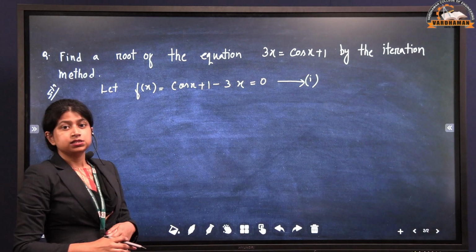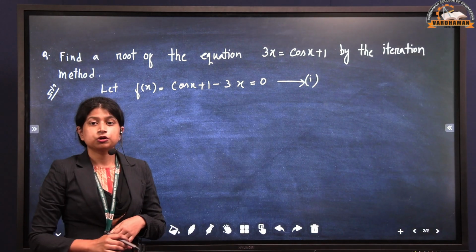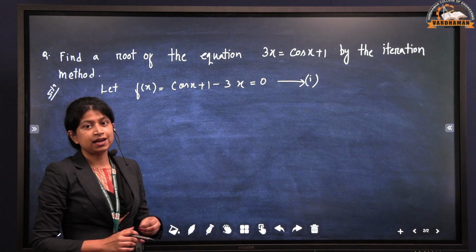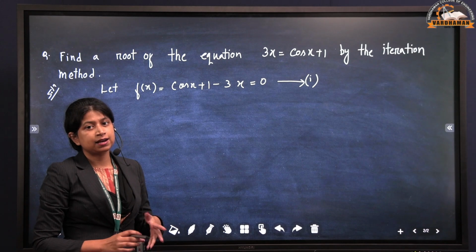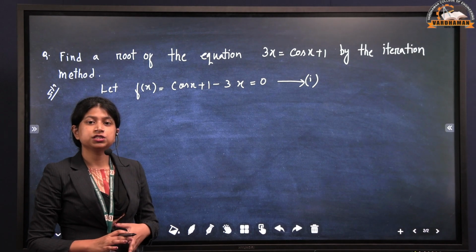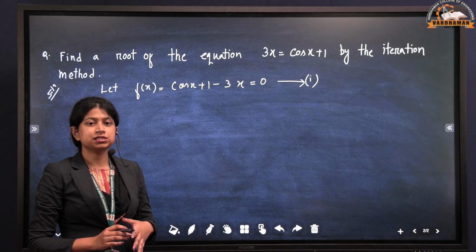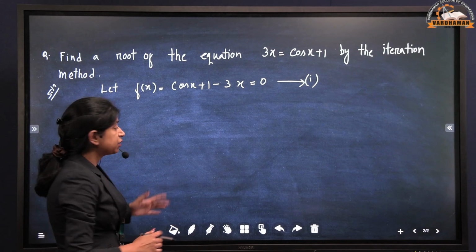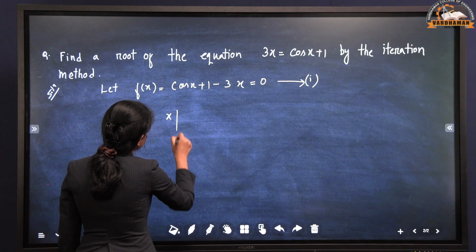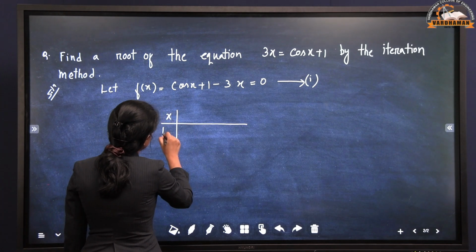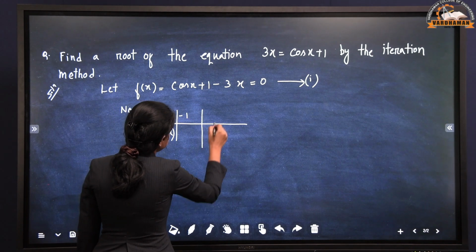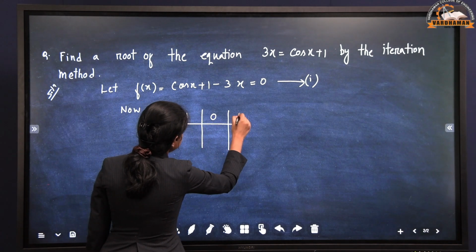So now, as the initial approximation is not given, we need to choose 2 points a and b such that f of a and f of b are of opposite signs. So we know that there exists a root between a and b. For that we need to make a table based on x values. What will be the f of x values? First we take -1, second 0, and third 1.